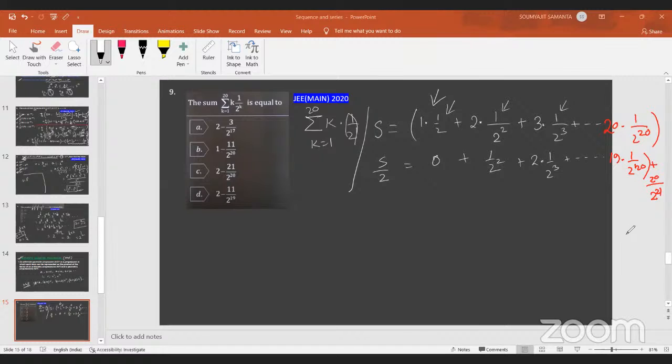Hello, sir. Yes, tell me. Sir, I cannot hear you. In the second step, S by 2 equal to 0, will it be 1 in place of 0? I told you to shift one term ahead. One term ahead.